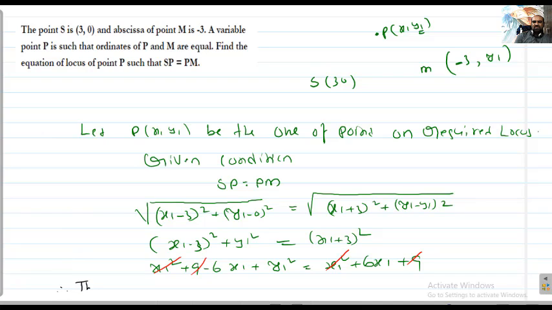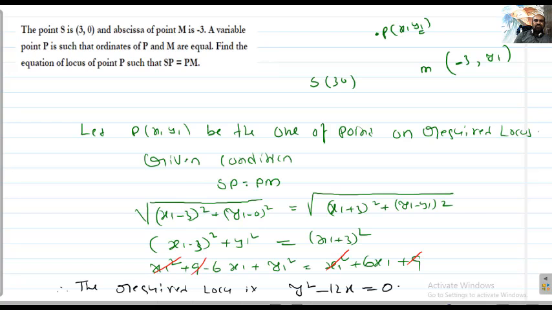Now I want to write the conclusion here. Therefore the required locus is y square minus 12x equal to 0. Okay, this is the required locus. It is a parabola.